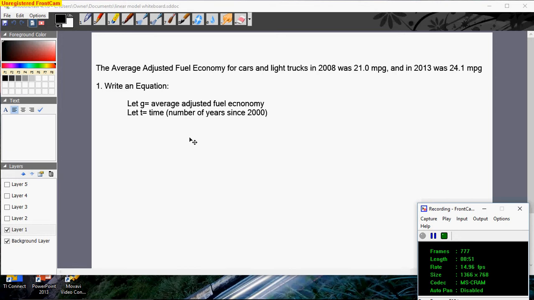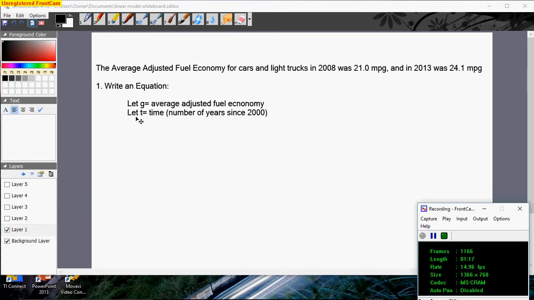We're going to use variables that make sense, so we're going to move beyond the XY dichotomy, because that has nothing to do with what we're doing. My dependent variable, I said G. Let G equal the average adjusted fuel economy. I did that because fuel economy has to do with gas and G, so there we go.